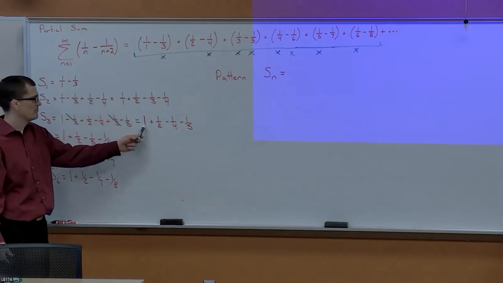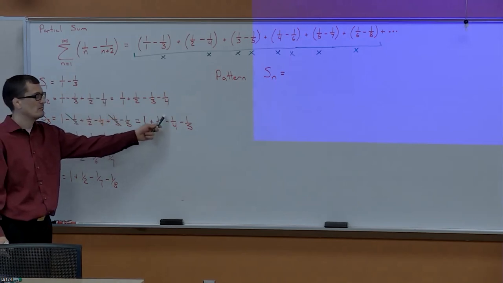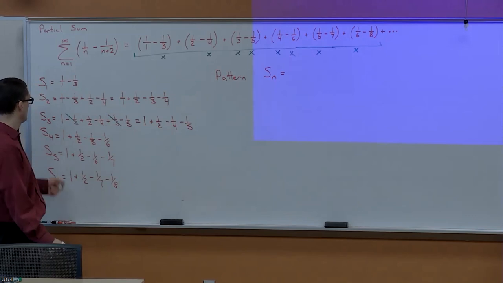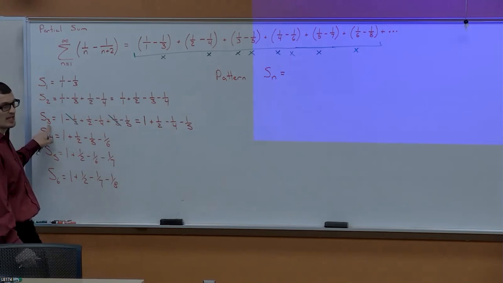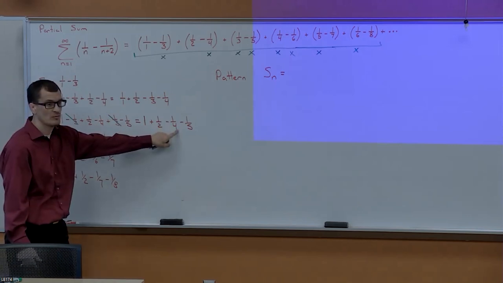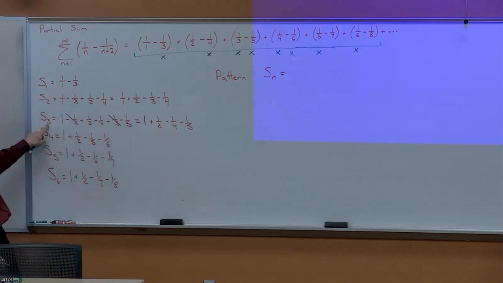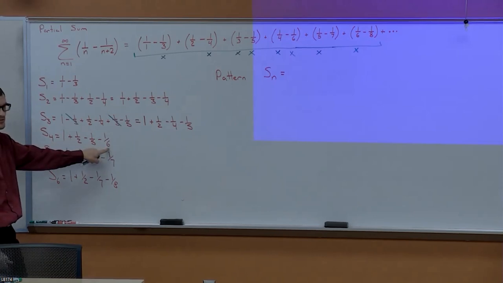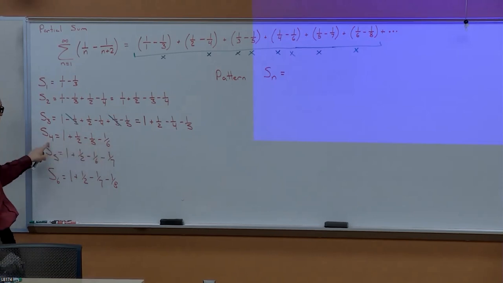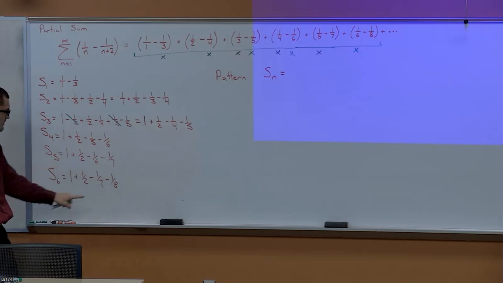1 plus a half minus, now be careful here, this is n plus 1. 4 is 1 more than 3. 5 is 1 more than 4. Does that make sense? And then n plus 2 is here. 6 is 2 more than 4. 5 is 2 more than 3. 7 is 2 more than 5. 8 is 2 more than 6.